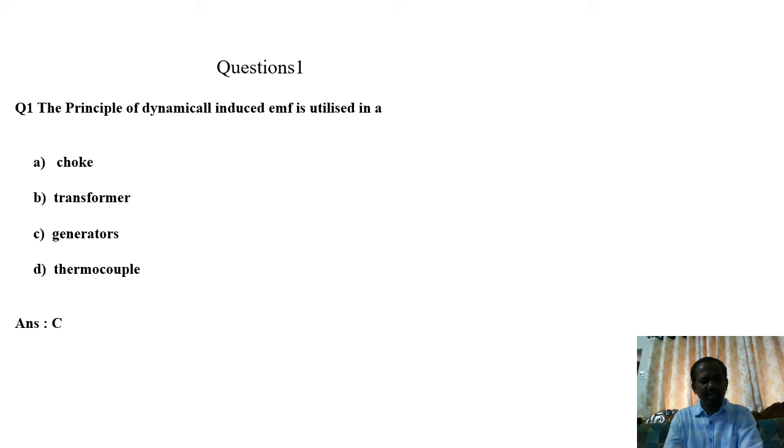Right, C is the correct answer, because generators. When a coil is rotated in the magnetic field, it cuts the fluxes, and there is a change in the flux. The rate of change of flux with respect to time induces an EMF in the generator. The principle of dynamically induced EMF is utilized in generators. C is correct.